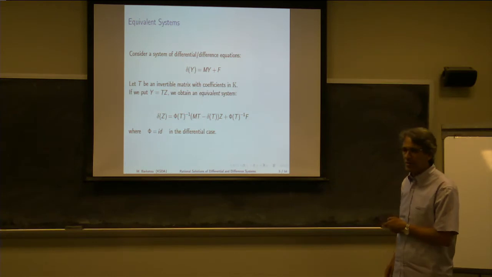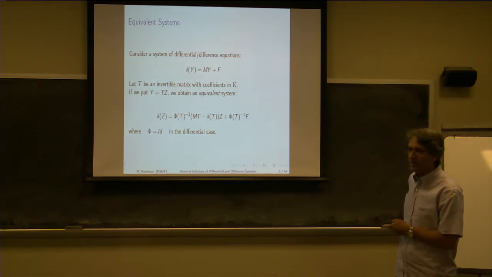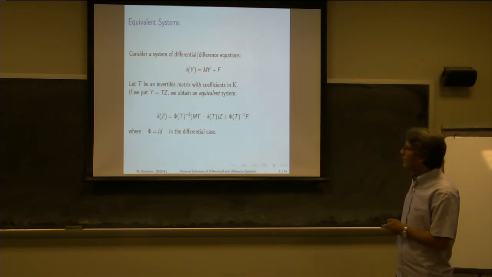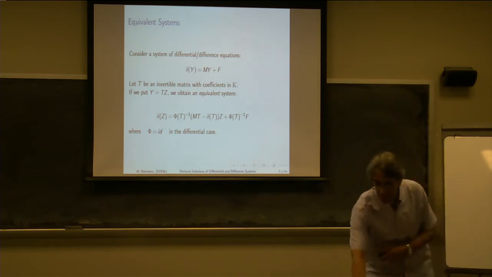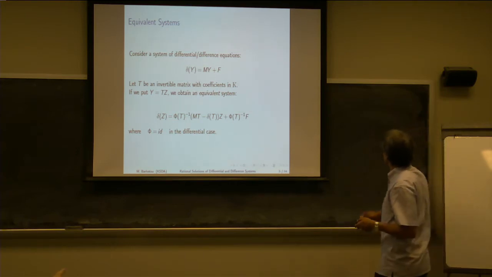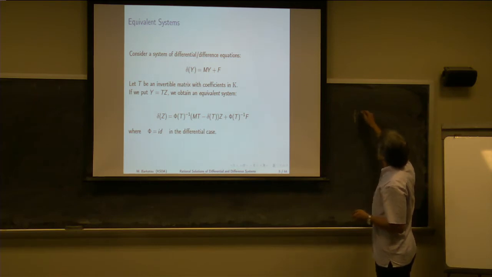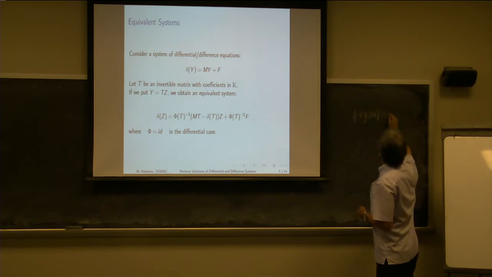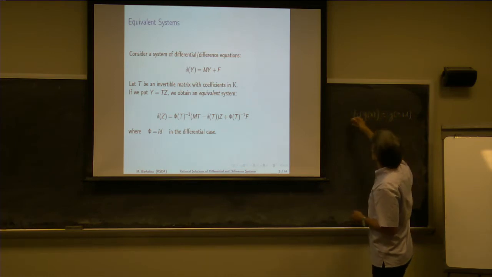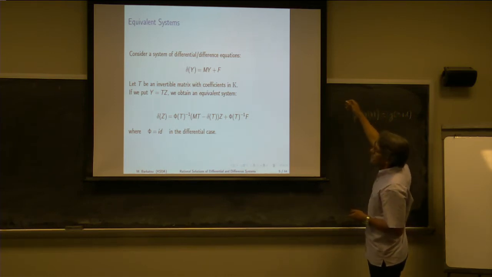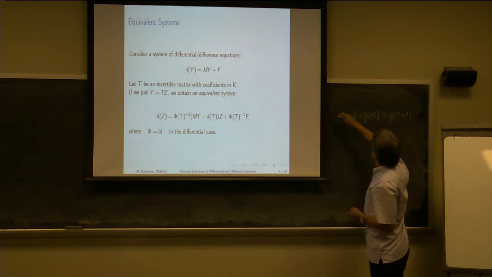May I ask questions? Yes, of course. So in the difference case, your phi, sorry, I mixed it up. Phi is the identity in the differential case. In the difference case, phi of y of x is y of x plus 1. It could be x minus 1 or any other; phi is an automorphism of K.